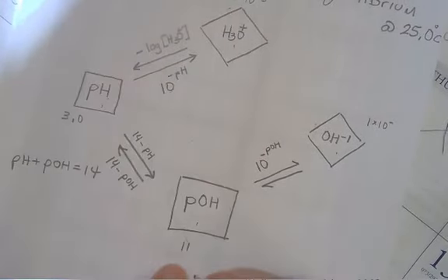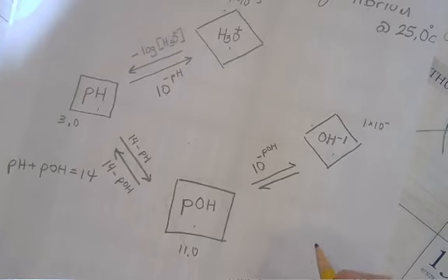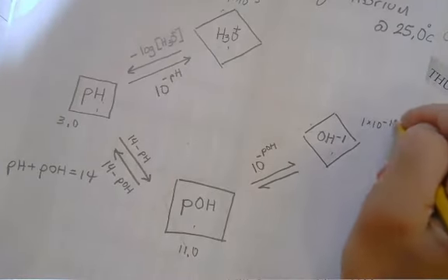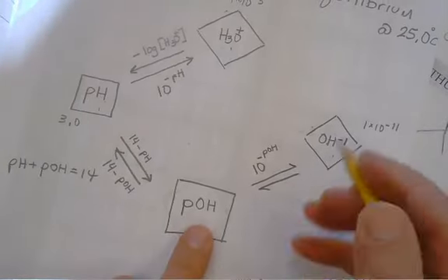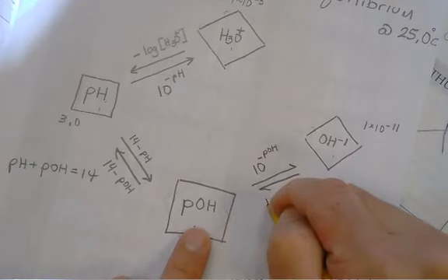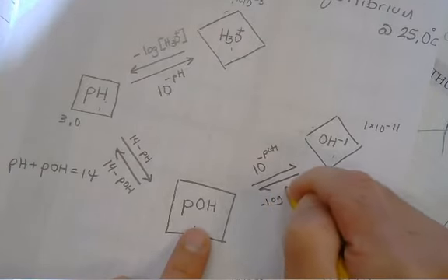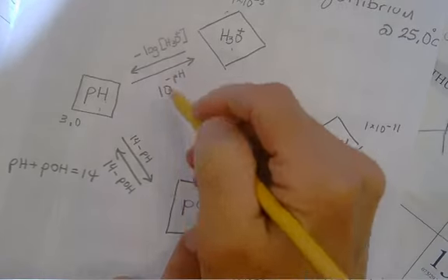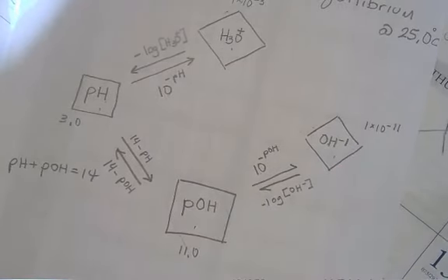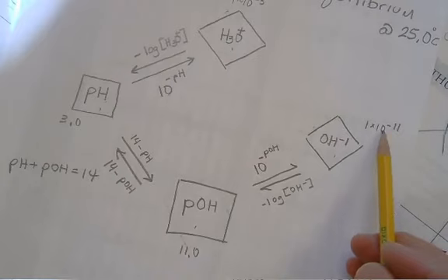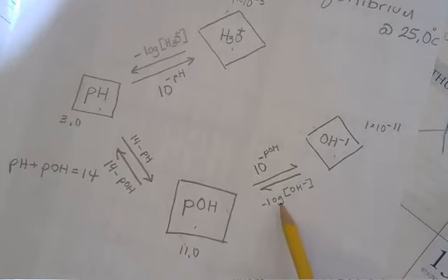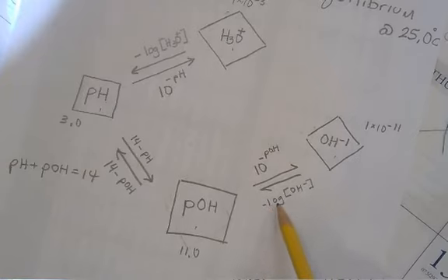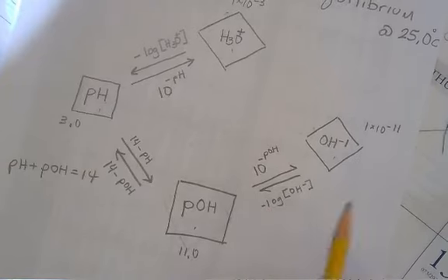Down now, this one's 11, and this is 10 to the minus 11th. How do I go from here to here? I take the negative log of the hydroxide ion concentration, like the example up here. So take the negative log of 10 to the minus 11th. The log of 10 to the minus 11 is negative 11. Negative times negative 11 gives you 11.